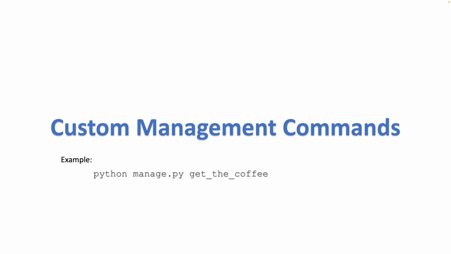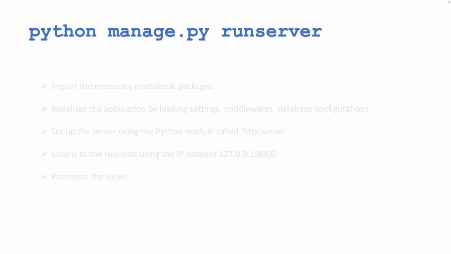Now, before we jump into creating our own commands, let's first understand how commands work in Django. Let's take an example of the runserver command. When you run python manage.py runserver, you see that it starts the development server, allowing you to test and run your application locally. The moment you hit enter, the first thing that gets executed is this manage.py file. It is also called a management script. What the script will do is import the necessary modules and packages required to set up the Django environment and start the development server.